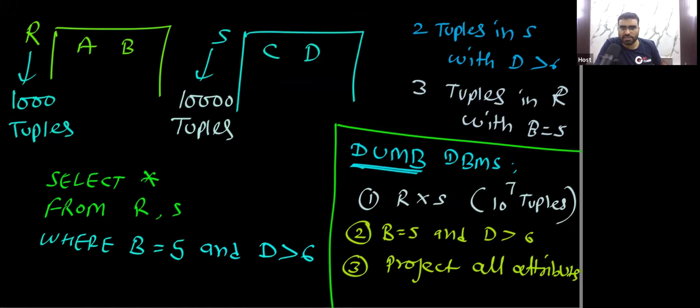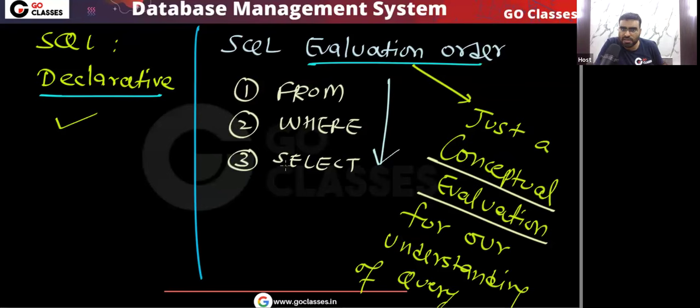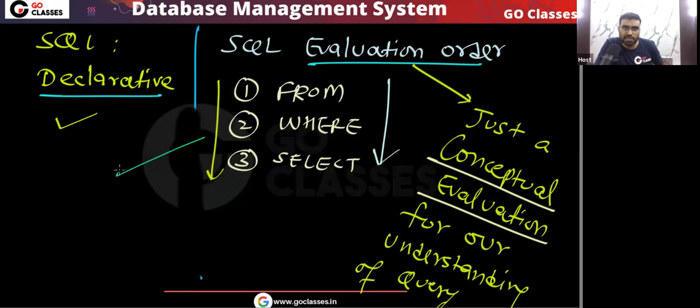So that's it. This is what I'm saying, that SQL is declarative, SQL is not procedural. So this evaluation order that we study, that first you do from, then you do where, then you do select, this is not the actual evaluation order. This is not how DBMS will do. DBMS will not execute like this.